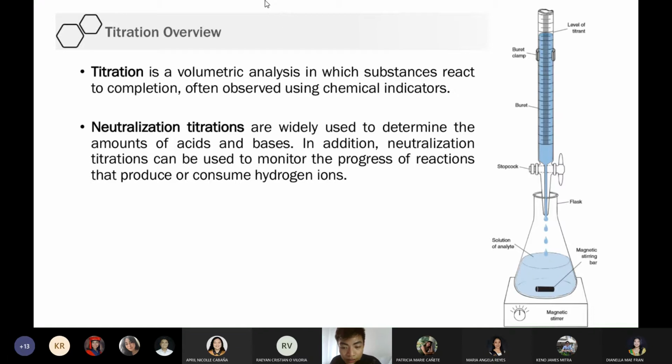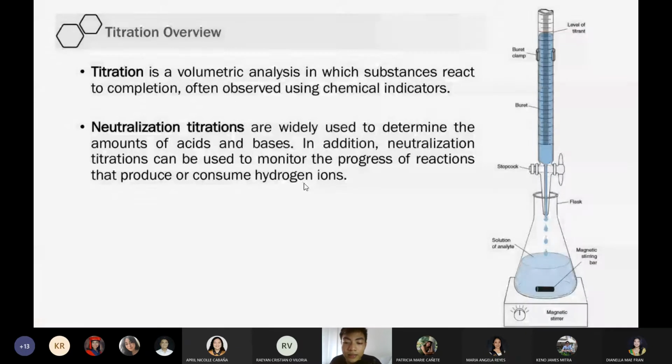So merong neutralization titration, merong complexometric, merong precipitation titration, and then we have the redox titration. But for simplicity, since tayo, medtech student, di naman tayo BS Chem, no? So, ang aaralin lang natin is the neutralization titration. Okay? So, this is our primary focus on this chapter.